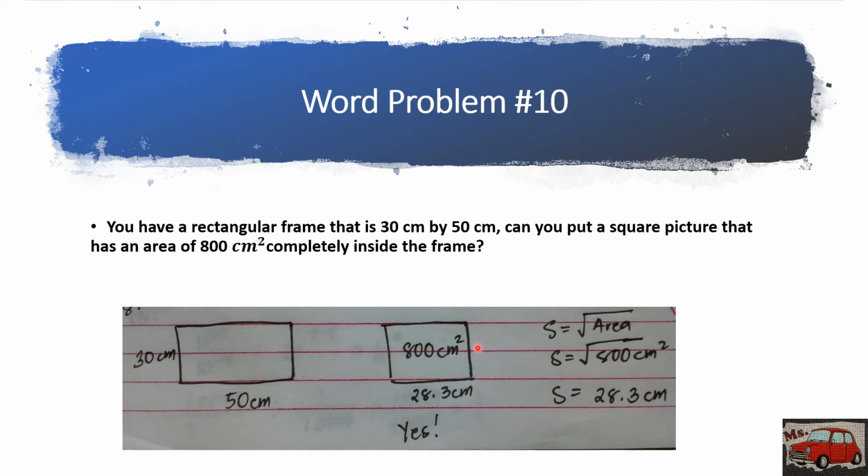Again, to get the side of this one, you need to get the square root of your area. So the square root of 800 centimeters squared is 28.3 centimeter. So yung side length ng square picture is 28.3 centimeter bawat side. Alright? Dahil square naman siya. Now, dahil mas maliit yung side nito kaysa dito, at mas maliit din yung side na to kasi 28.3 lang din siya kaysa dito. So, ibig sabihin, pwede nating ilagay itong square picture dito sa loob ng rectangular frame.